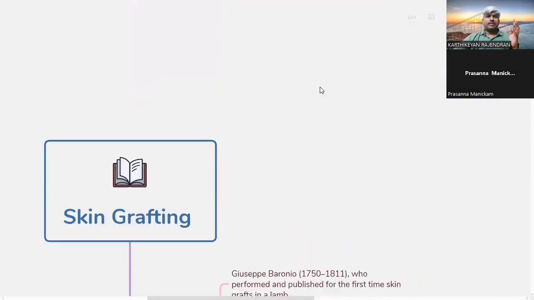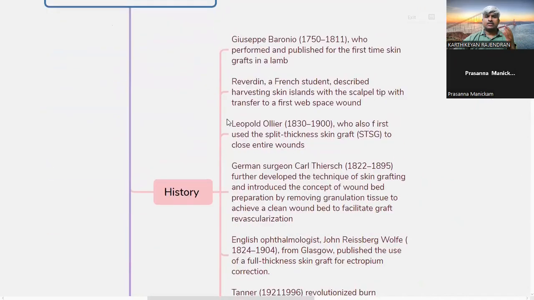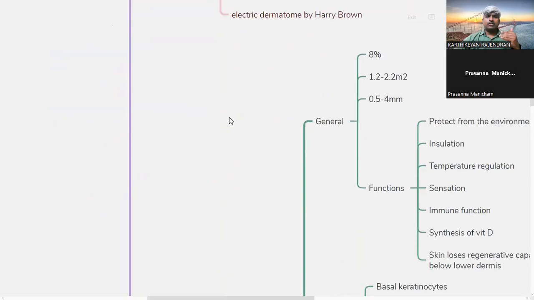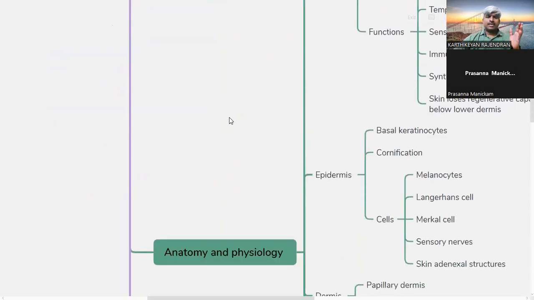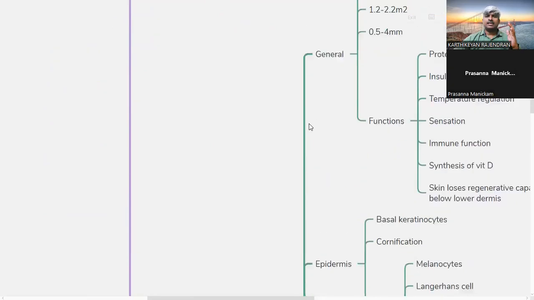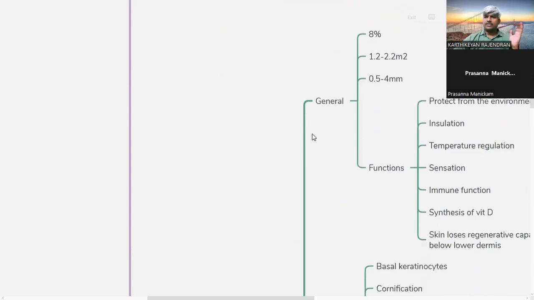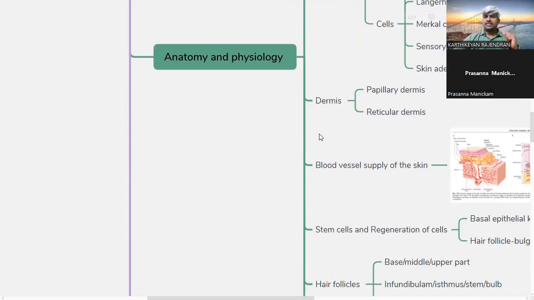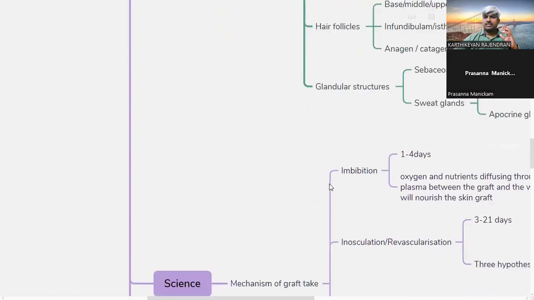So we already finished the introduction to skin grafting, how skin grafting is done, who first did skin grafting, and how the handle was introduced, and so on. After that, we have also discussed the anatomy and physiology of the skin and its structures. That is, what the functions of the skin are, the epidermis and dermis, how the blood supply of the skin works, and stem cells. We have seen all these things.